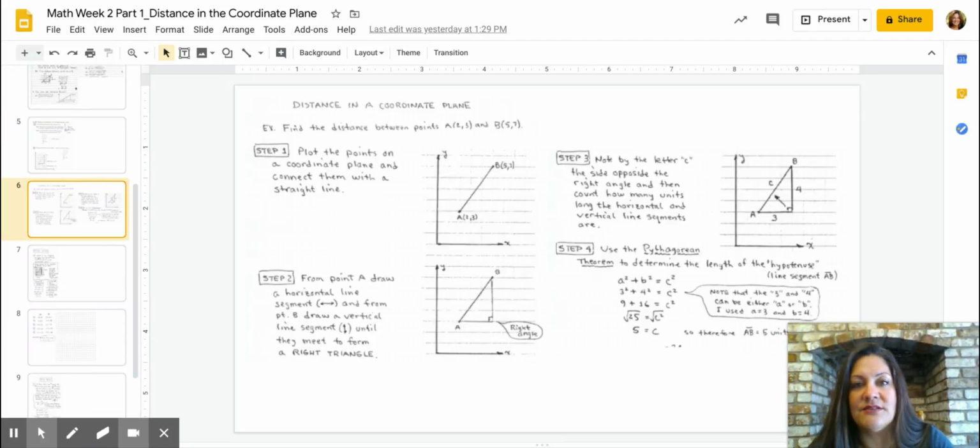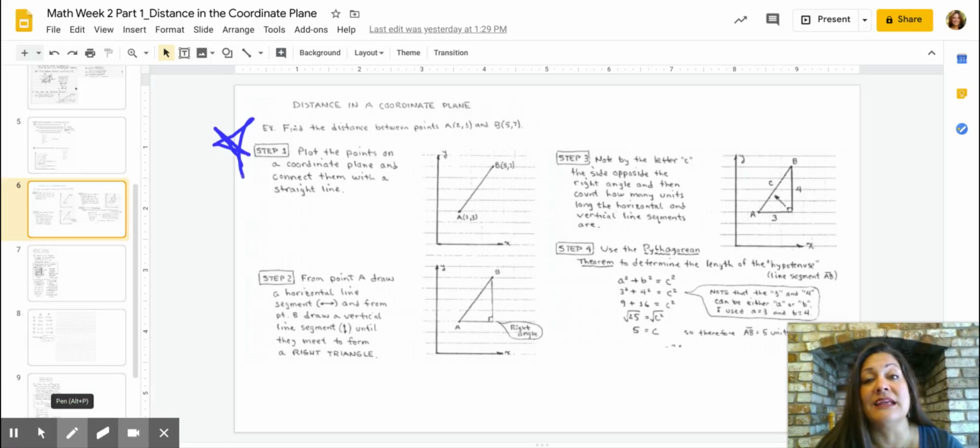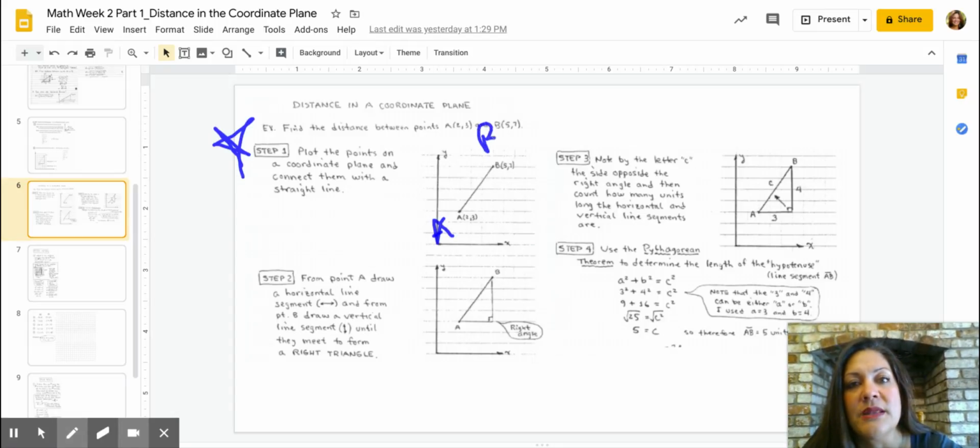And here we go. So this is new. We haven't used these this year, but I really like them. This is just a step-by-step guide. And hopefully you're able to just read it and understand what we're doing. And what's cool is you can come back if you get stumped and look at this to see what you need to do next. So it's telling us for step 1, plot the points on a coordinate plane and connect them with a straight line. So you'll see there is point A being connected to point B.